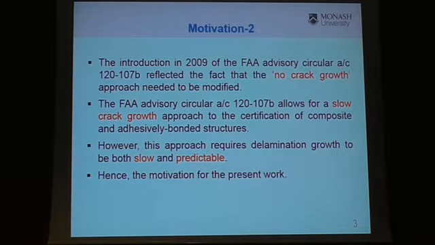So in consequence, in 2009, the U.S. Federal Aviation Administration, in its document AC 120-107B, reflected that the no crack growth approach should be modified, and in the same document, it introduced the slow crack growth approach for both composites and adhesively bonded structures. However, in the slow crack growth approach, we require the delamination to be both slow and predictable, and this is the motivation for the research.